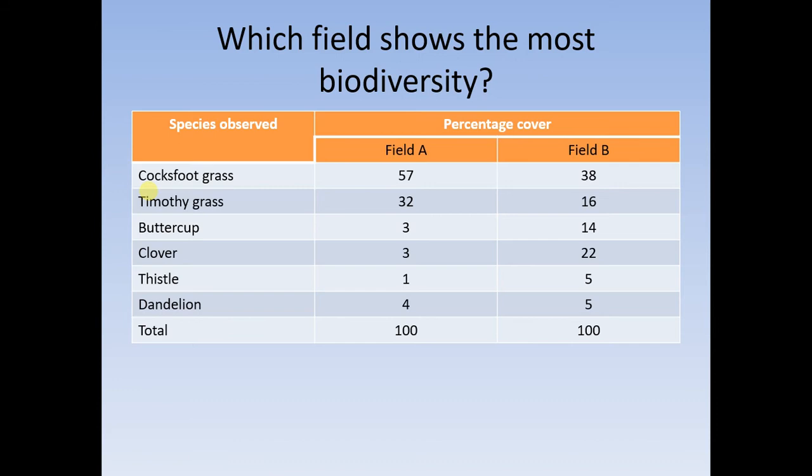As an example, what if we had 2 fields, field A and field B, that contain these 6 species in each? Both fields have a total of 100 individuals, and the abundance of each species in each field is represented by these numbers. Which field shows the most biodiversity? That's the question we want to ask.